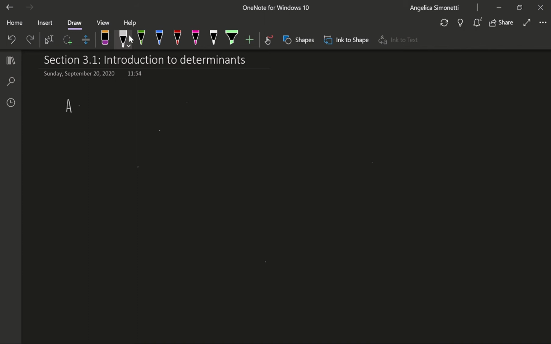Suppose A, B, C, D is a 2 by 2 matrix, okay? And suppose we want to compute its inverse. Now in chapter 2, we're given a formula for the inverse of a 2 by 2 matrix, and it is the following. So A inverse is going to be given by 1 over AD minus BC.